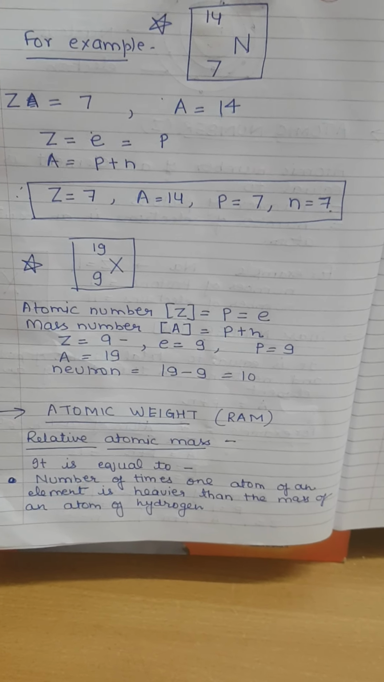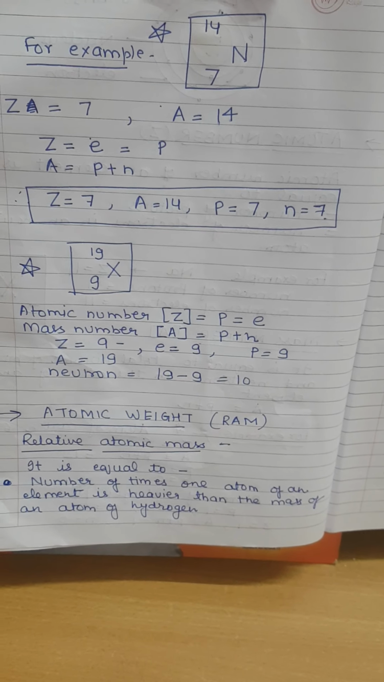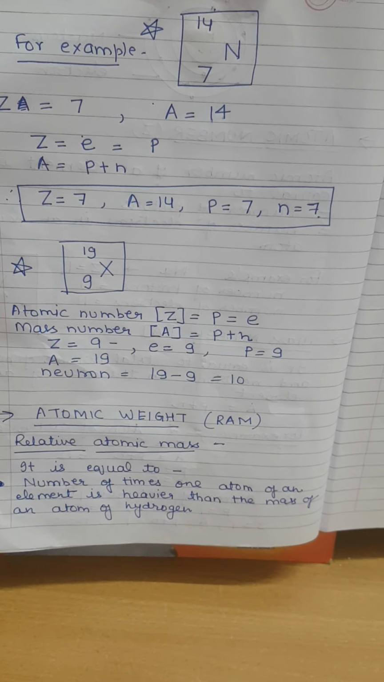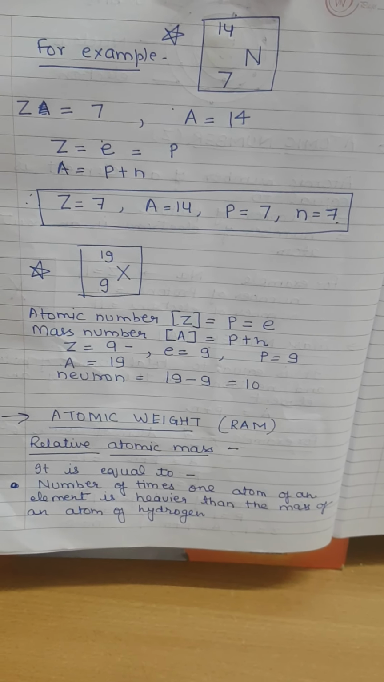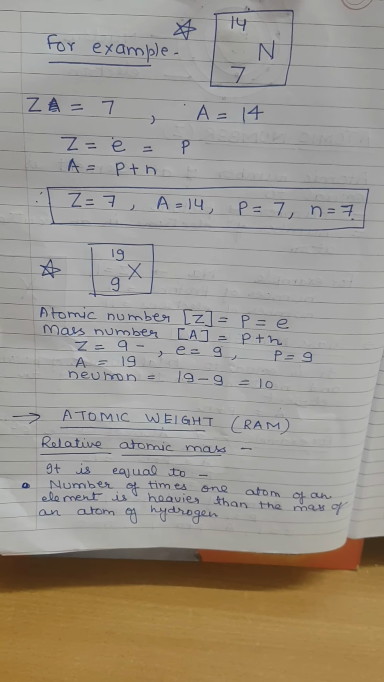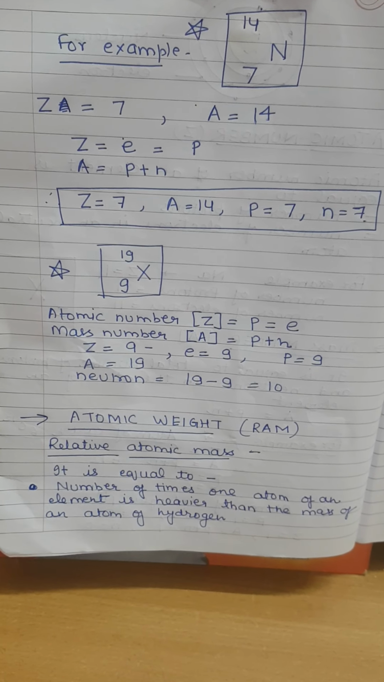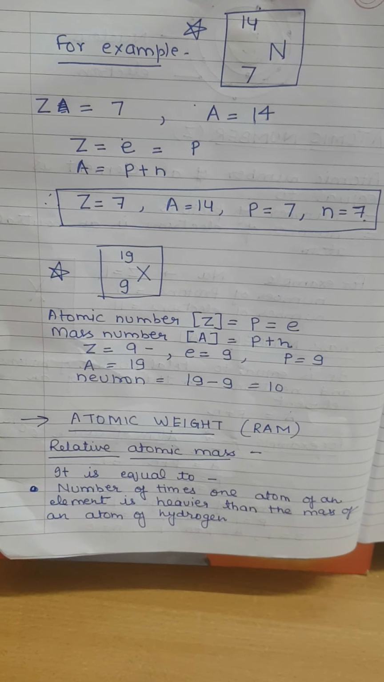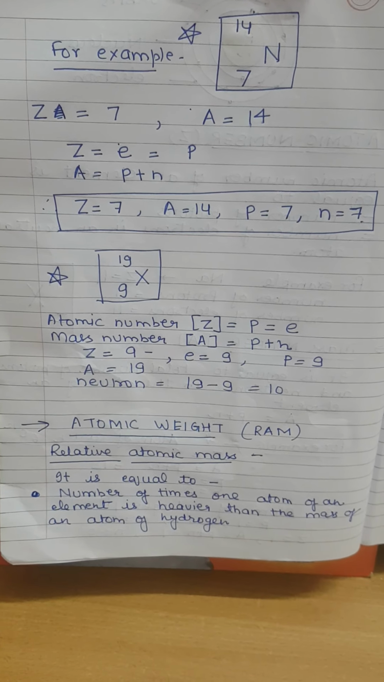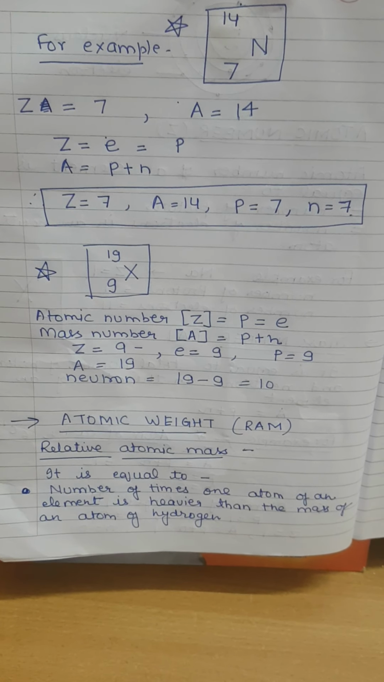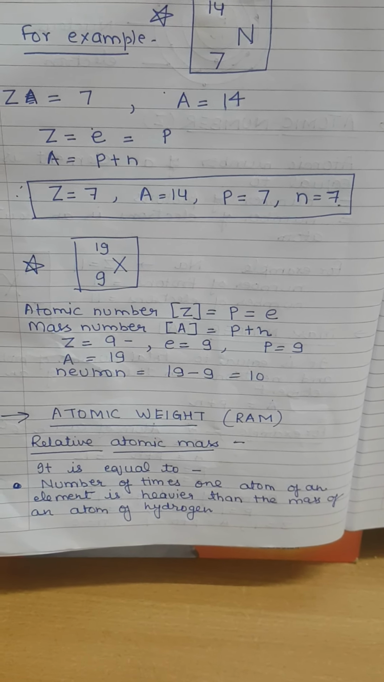Now the next topic is atomic weight and why it is called relative atomic mass, or in short RAM. The mass of an atom determined by indirect methods is found to be very small. They were taken in comparison with other particles such as hydrogen or later on carbon as a standard for comparison. That's why atomic weight is called relative atomic mass. It is equal to the number of times one atom of an element is heavier than the mass of an atom of hydrogen.